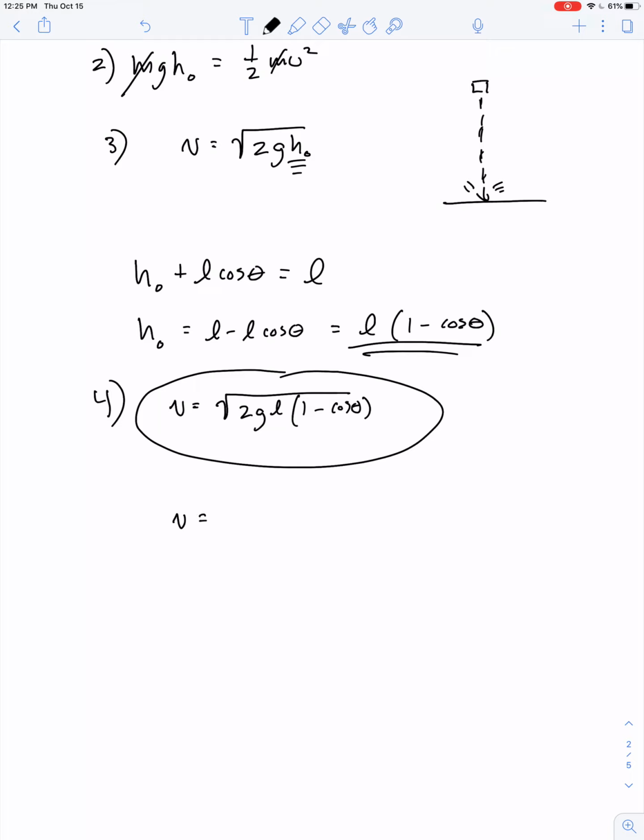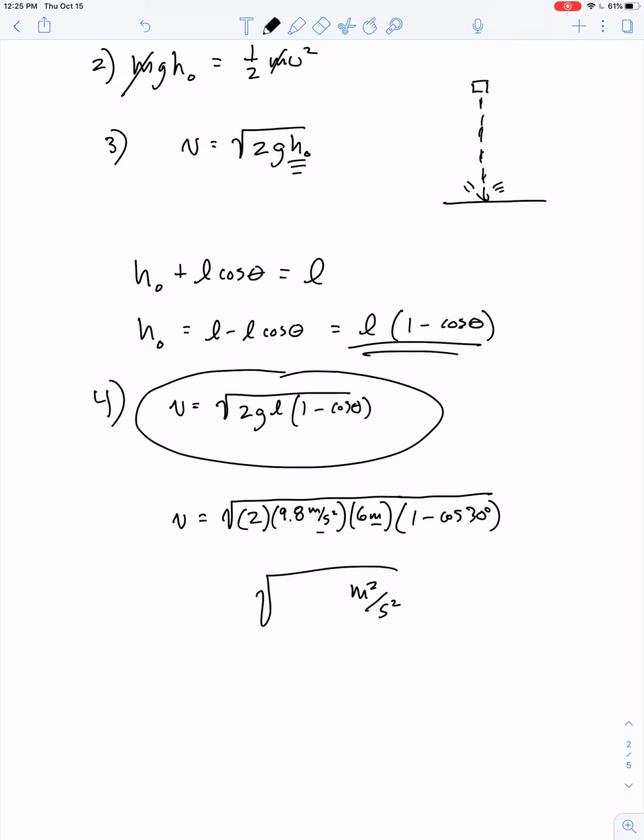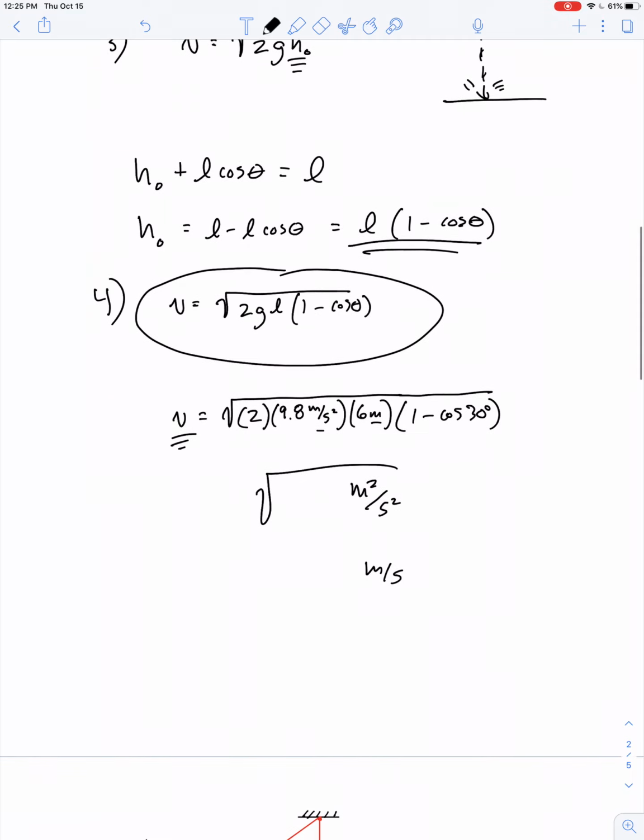Then the final speed would be equal to the square root, grab your calculators, 2 times 9.8, let's include the units here, 9.8 meters per second squared, times the length of, what did we say, 6 meters, times 1 minus the cosine of 30 degrees. Okay, well, look at the units. Meters multiplied by meters per second squared will give meters squared per second squared. But we are taking the square root of all this, so the end result will be meters per second, and we are solving for velocity after all.